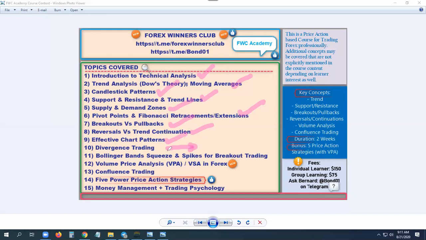So what we'll do tomorrow, which is Monday, is combine these two as well: divergence trading and the Bollinger Band squeeze. As a matter of fact, this is a strategy, a very profitable strategy. Number 11 is a strategy. Divergence trading is a strategy as well. Okay, so I'll combine these two in one session.